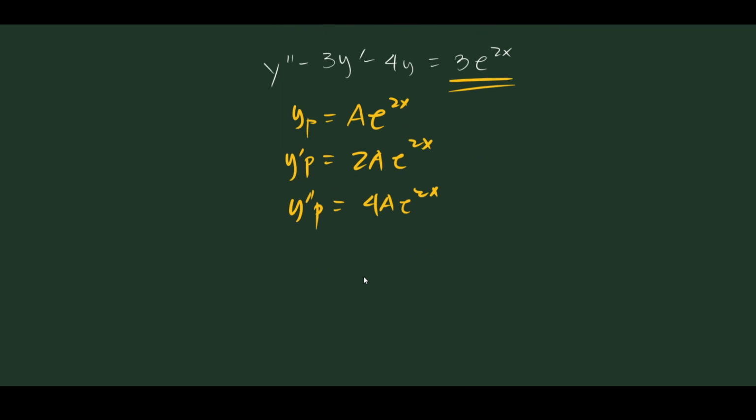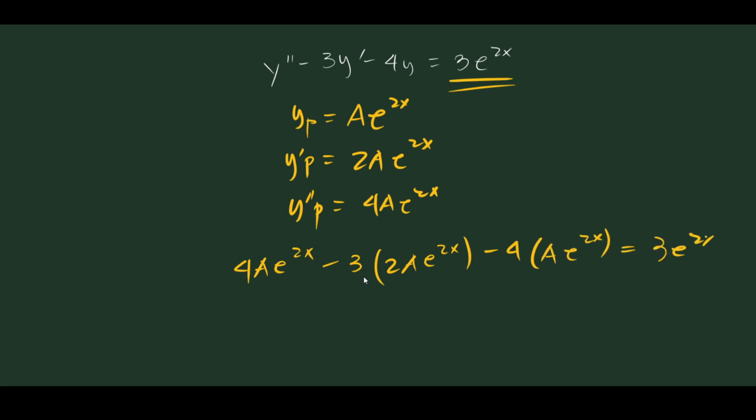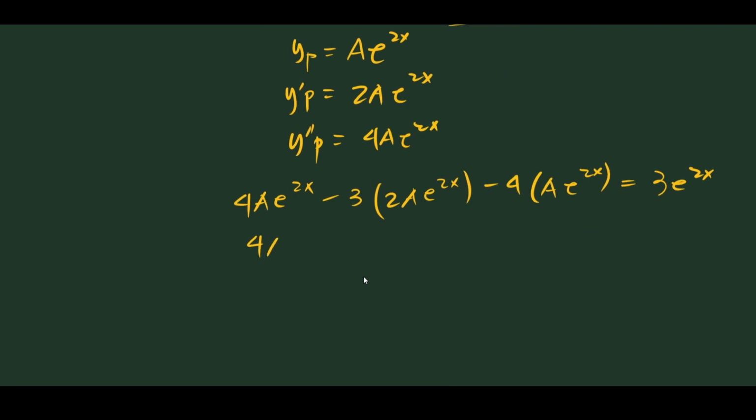So y double prime is 4a e raised to 2x. Let's write that properly. So we have here 4a e raised to 2x, then minus 3 multiplied by 2a e raised to 2x. And then minus 4 multiplied by a e raised to 2x is equal to 3e raised to 2x. So let's simplify this. 4a e raised to 2x minus 6a e raised to 2x minus 4a e raised to 2x. Now, you can see here that both of these cancel out.